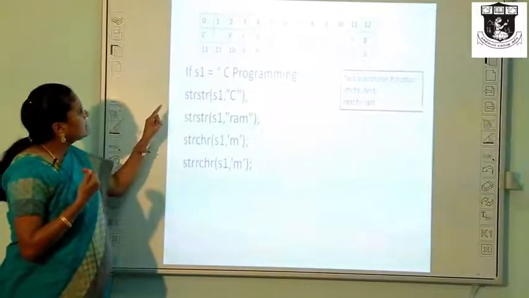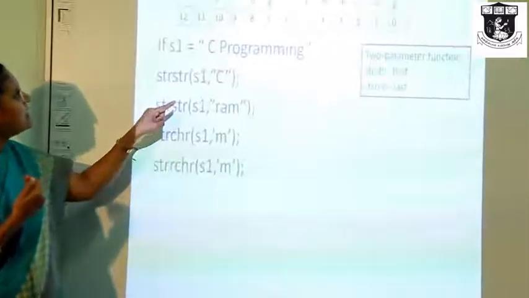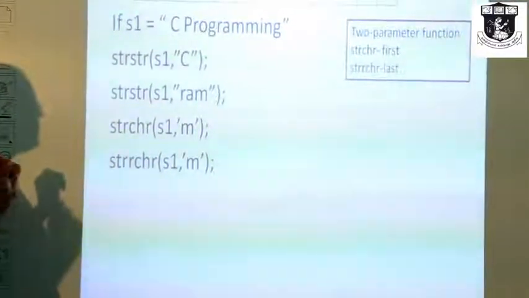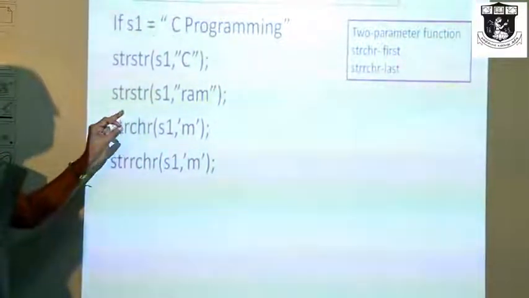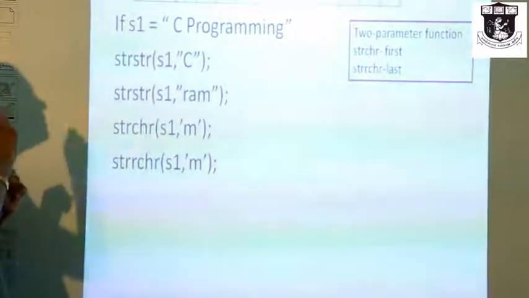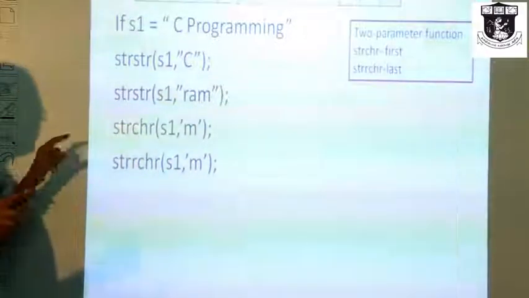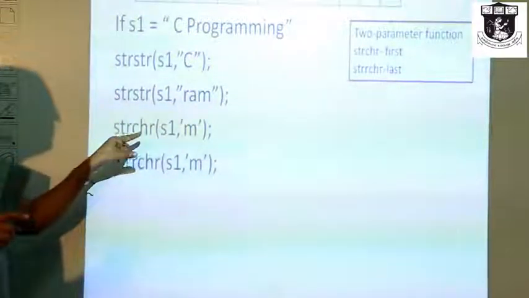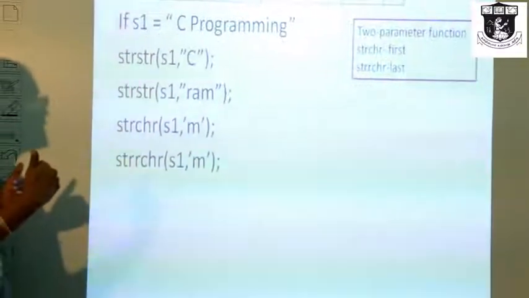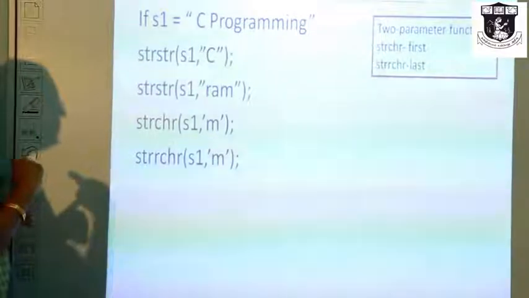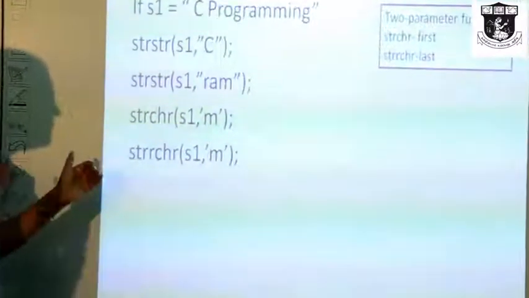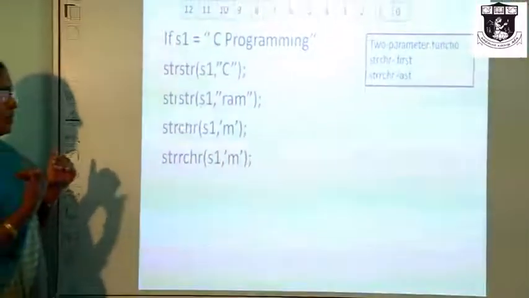Now the first one, strchr(S1, 'C'). Where is C in your string S1? That is the answer you are supposed to give. Next one, strstr(S1, "Ram"). Ram is 3 letters. Where is this Ram? From the beginning, when you calculate. So the same thing, strchr(S1, 'M'), which tells you from the first you are supposed to make a note of where your M is. Then strrchr, from the reverse, that is from the last you are going to calculate.